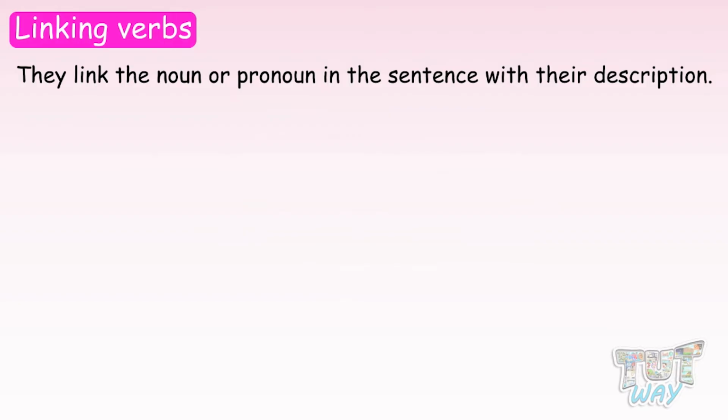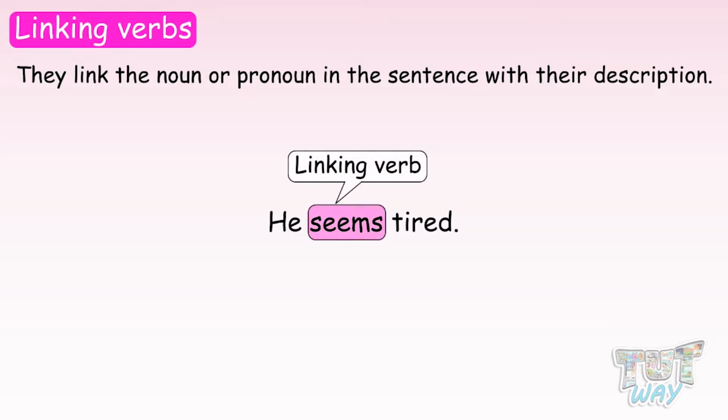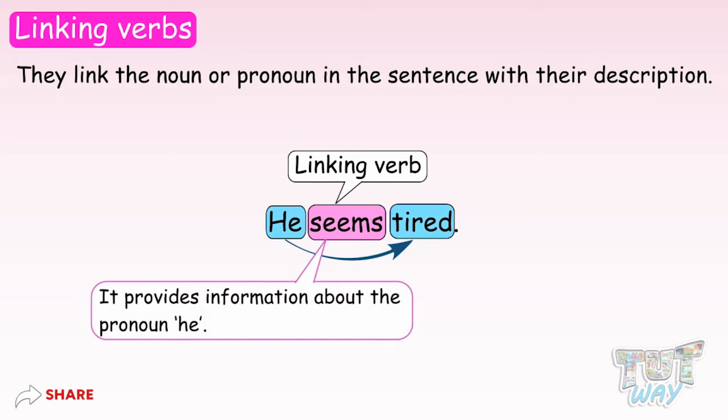Let's have some more examples. He seems tired. The linking verb here is seems. It does not tell anything about any action. Kids, you can see that the verb seems links he and tired together. It provides information that he looks tired. So, seems here is a linking verb.